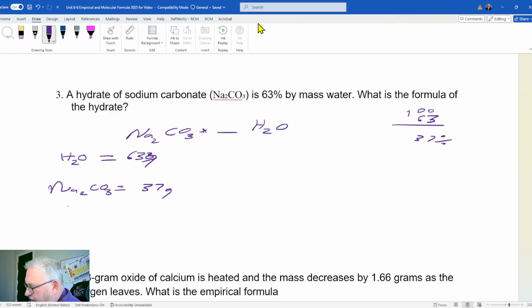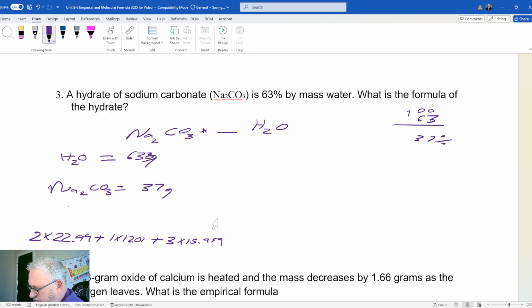What I'm doing on my calculator is taking 2 times the molar mass of sodium, which is 22.99, and I'm adding it to 1 times 12.01, which is the molar mass of carbon, and I'm adding that to 3 times 15.99, which is the molar mass of oxygen.